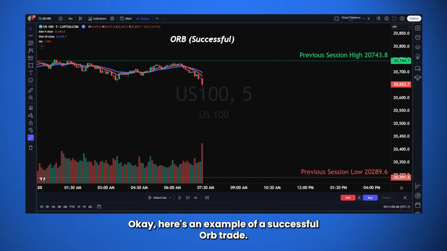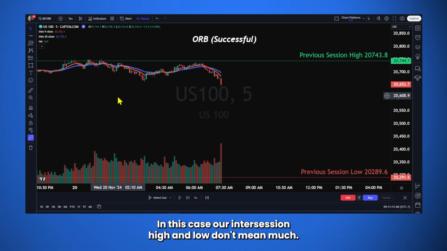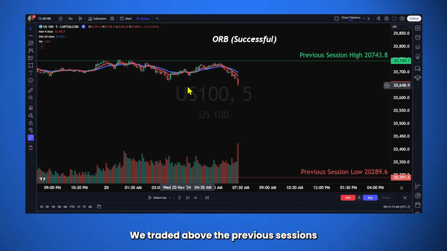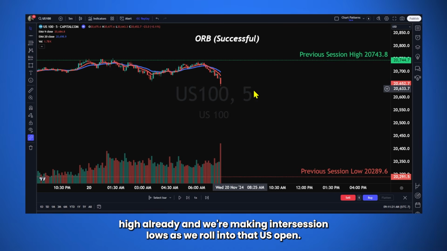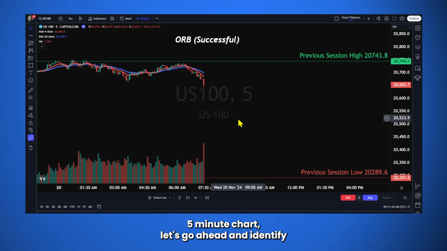Okay, here's an example of a successful ORB trade. We've got our key levels outlined, our previous session high and a previous session low. In this case, our intra-session high and low don't mean much. You'll see our intra-session high, we traded above the previous session's high already, and we're making intra-session lows as we roll into that US Open. So this is a US 100 5-minute chart.